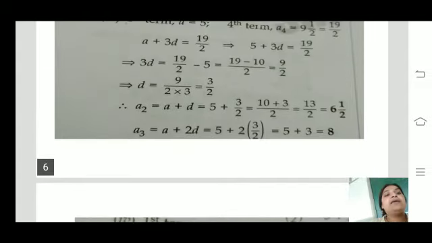The third term can be calculated as A plus 2D, that is 5 plus 2 times 3 by 2. After simplification, 2 and 2 can be cancelled out. Hence we have 5 plus 3, that is 8. Hence the third term will be 8. Now let us move to the next question.